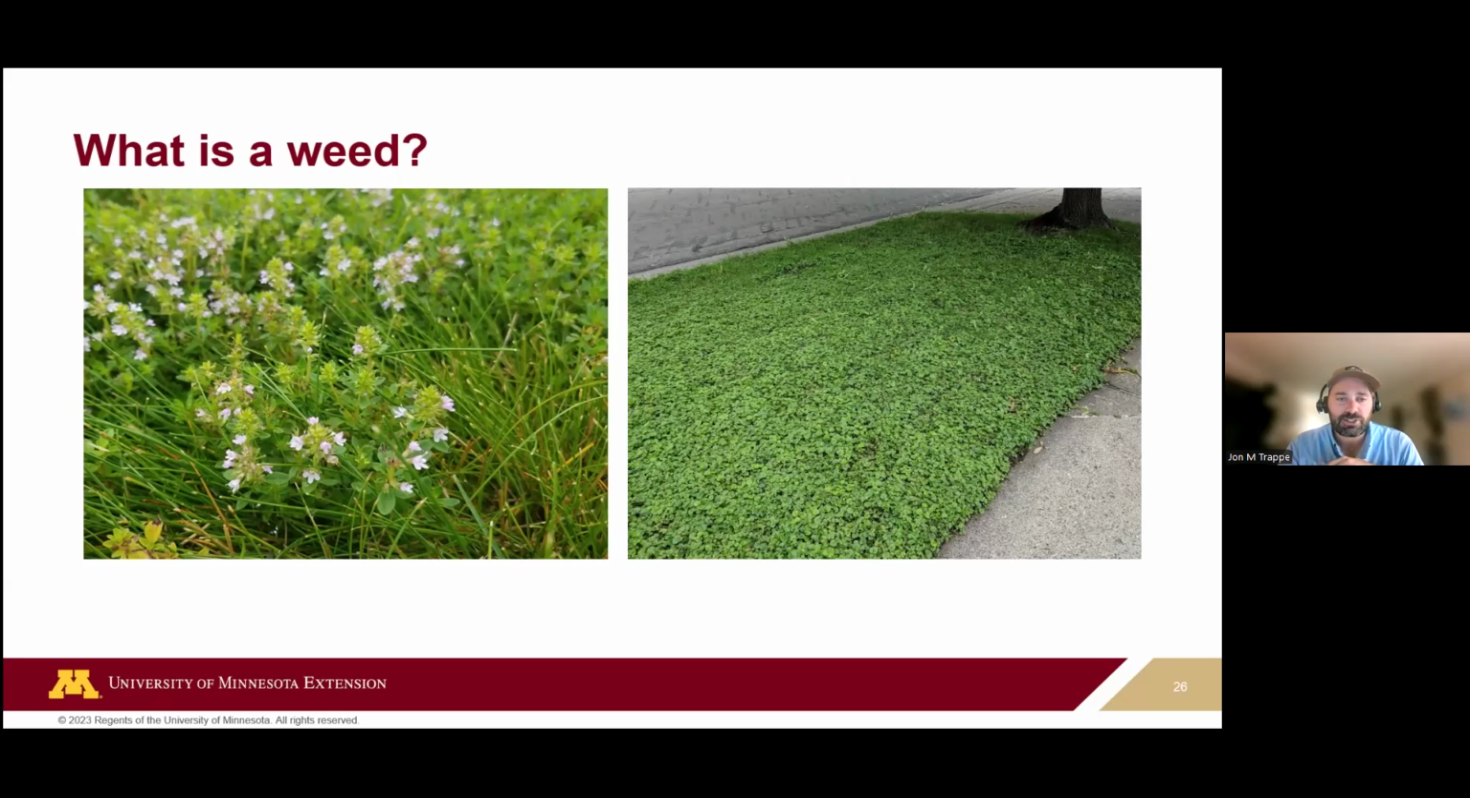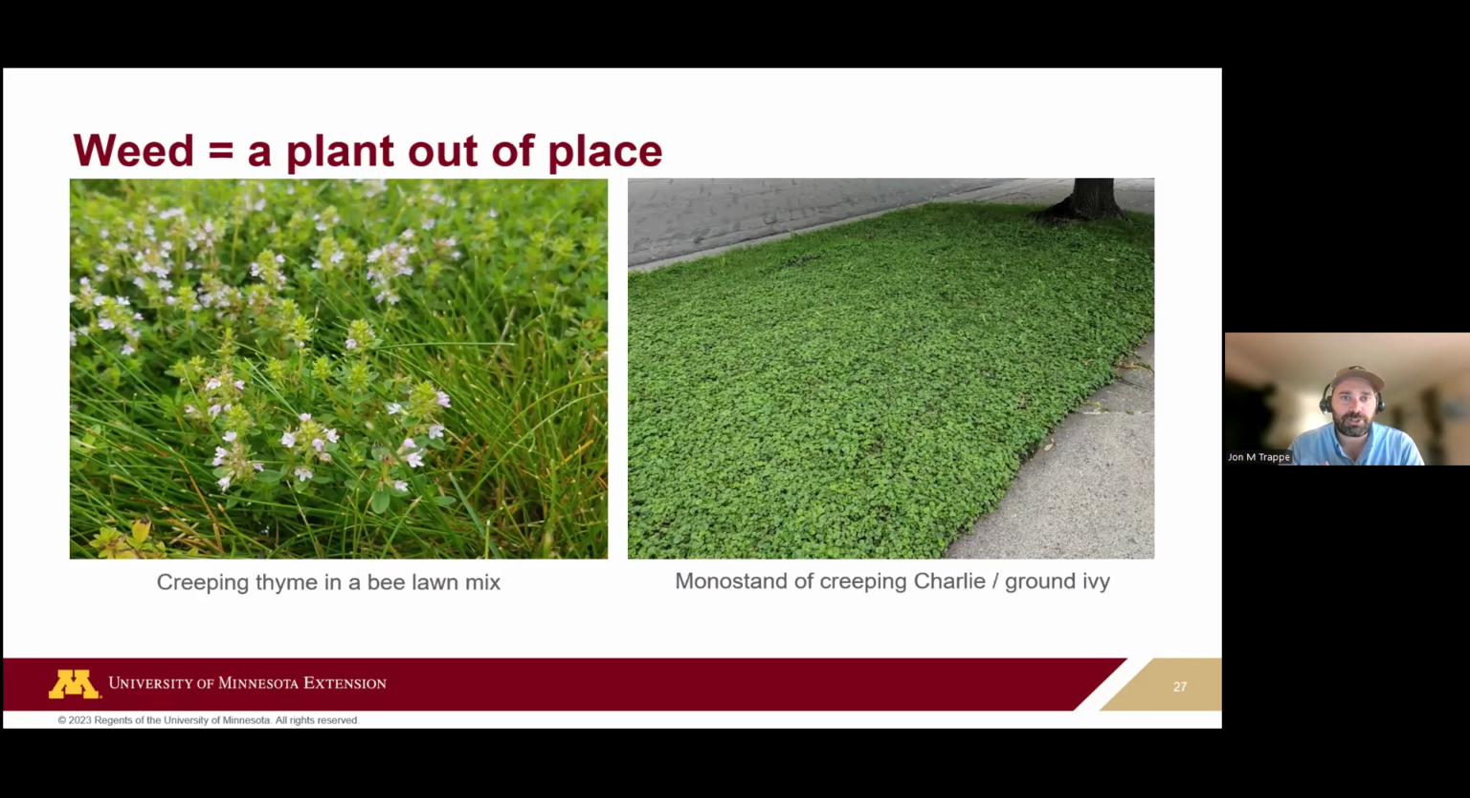So I love asking this question, what is a weed? It's truly one of those scenarios where beauty's in the eye of the beholder, because a weed is really any plant that's out of place. Some people consider turfgrass as a weed if it's growing in their garden, where they don't want it.